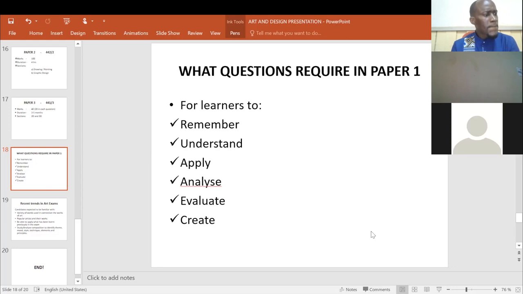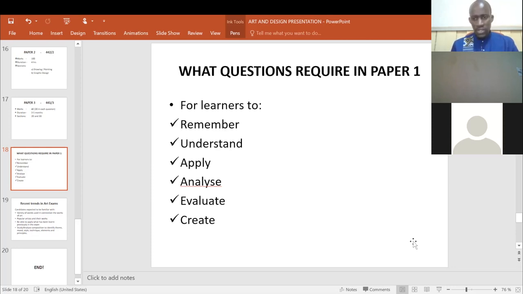Example, in question 5, 2014, section B, the question read, in the space provided, create an inverse repeat pattern using the motif below. So first, the candidate is required to evaluate the question, then be able to make judgment. That means the candidate must be able to understand what a repeat pattern is, and more so, what an inverse repeat pattern is.